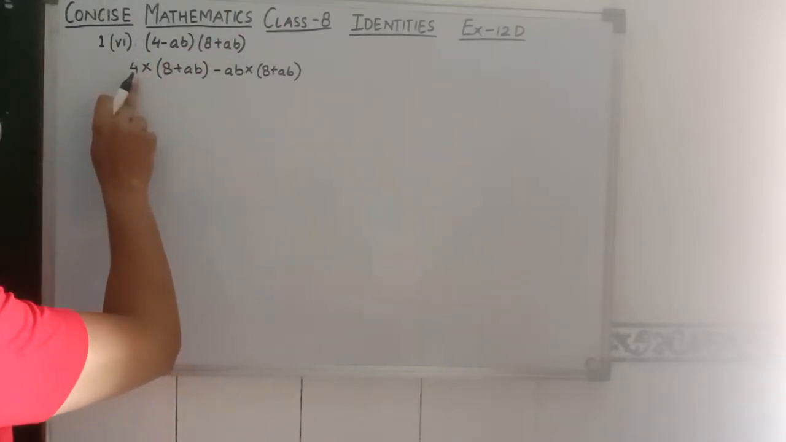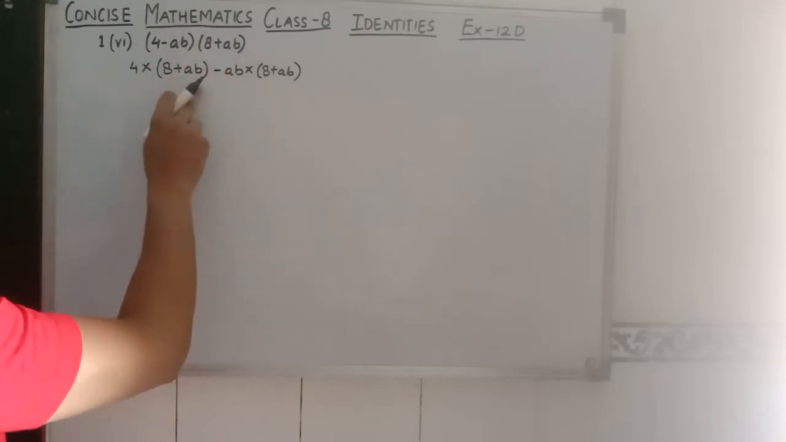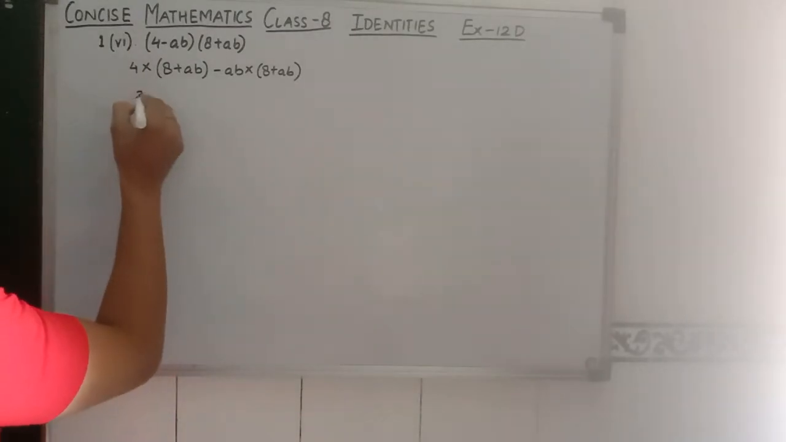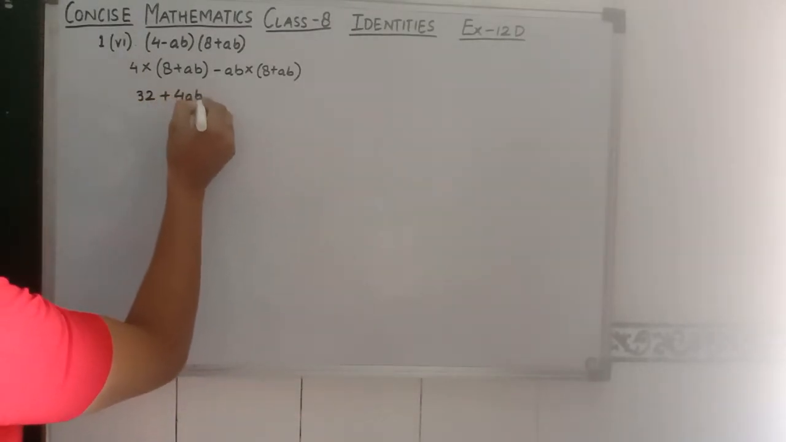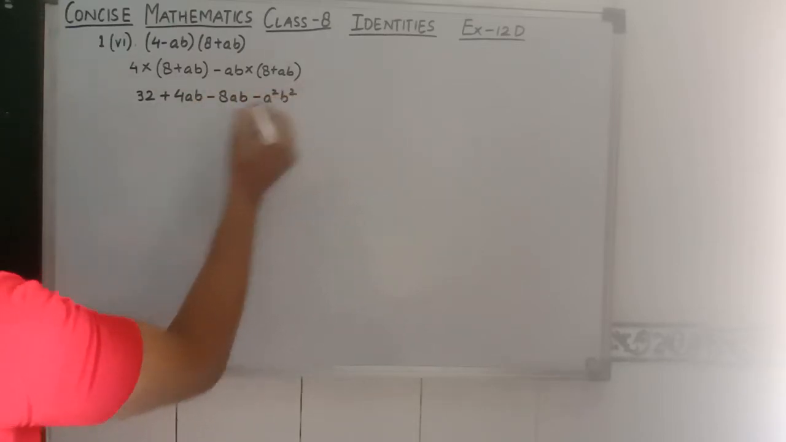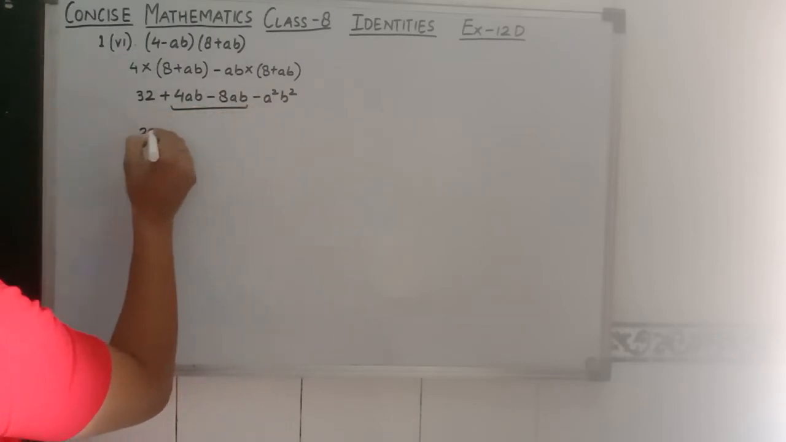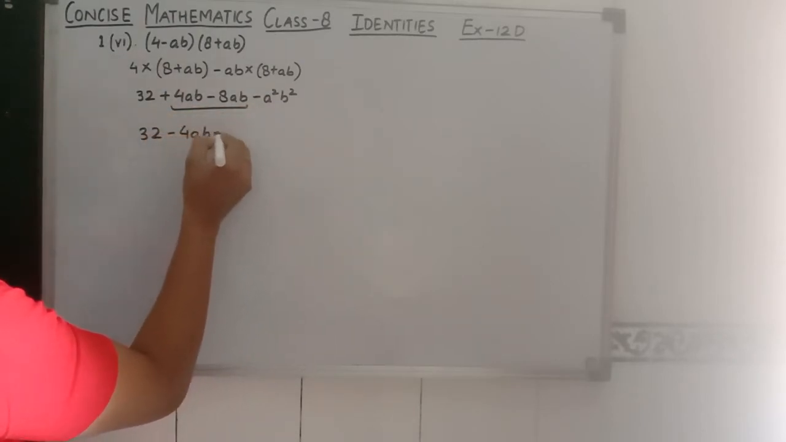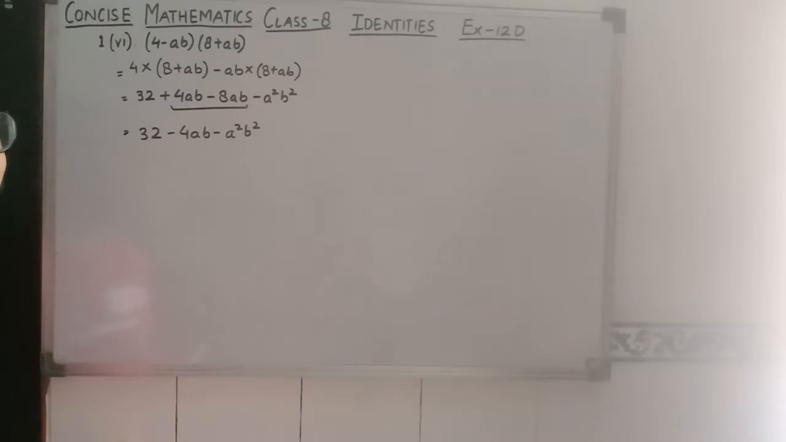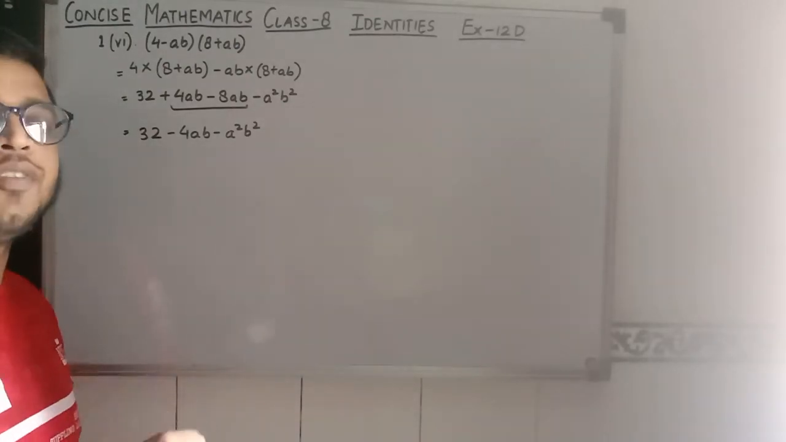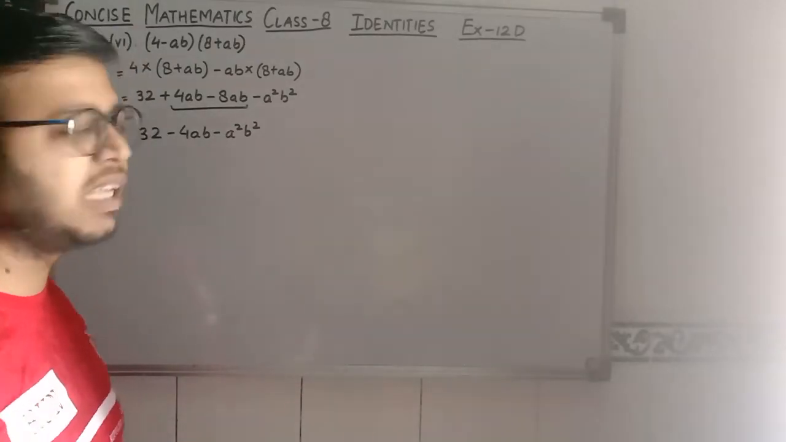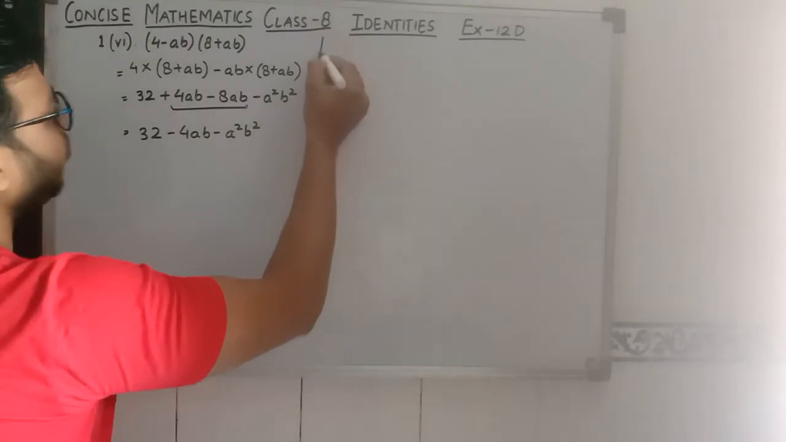First of all we multiply 4 with the other two terms, 8 and AB. Then negative AB will be multiplied with 8 and AB. Now, 4 times 8 is 32, plus 4 multiplied by AB is 4AB, minus 8AB, minus AB times AB will become minus A square B square. These two are like terms, so 32 minus 4AB minus A square B square. That is the final answer of question number 1, part 6. We have to first check whether any identity is applicable in the question or not. If none of the identities is applicable, then we have to multiply the terms.